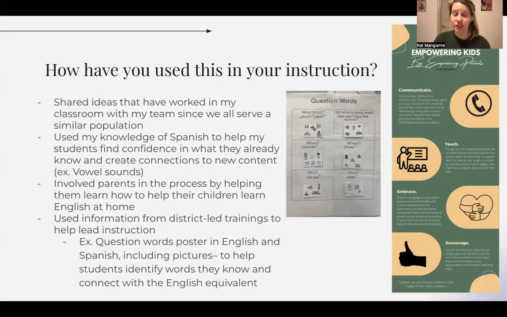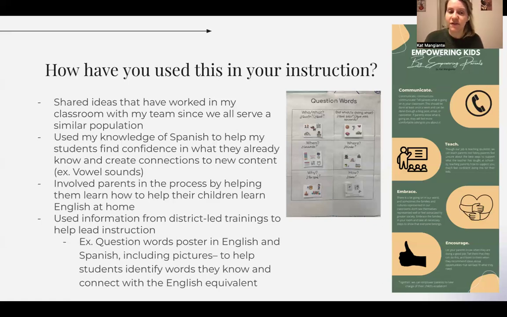And so I tried to make connections for my Spanish speaking students to the sounds they already knew. When we did short vowels, a lot of those, especially the first couple, are close to what they already knew in Spanish. So I tried to help them build connections to what they already knew.